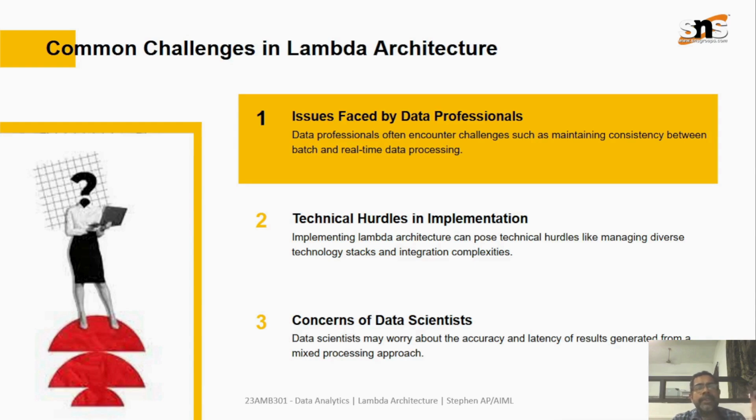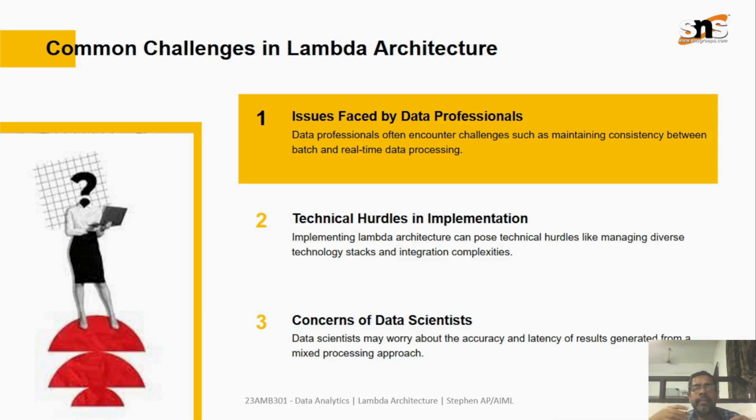Okay, so what are the challenges? No architecture gives a 100% solution for every problem. Everyone has limitations and certain scalability issues. In the same way, the Lambda architecture also has certain challenges and scalability issues. The first challenge is keeping consistency between batch and real-time processing. That is the major setback, so we have to keep continuous consistency.